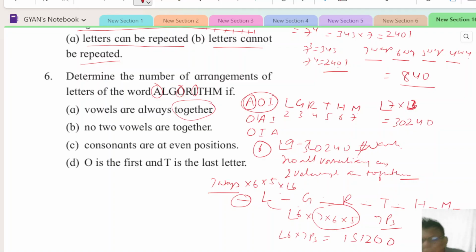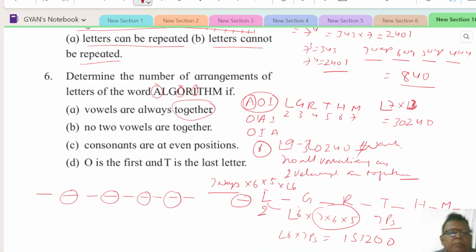And consonants are on even positions. So consonants on even positions. So how many even positions are there? So even positions here, this one is 2, 1, 2, 3, 4, 5, 6, 7, 8, 9. So this one is an even position, this one is an even position, this one is an even position, this one is an even position.